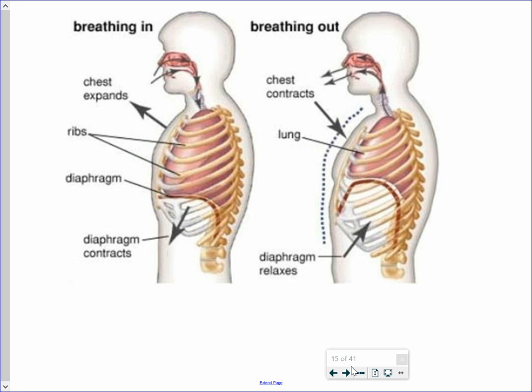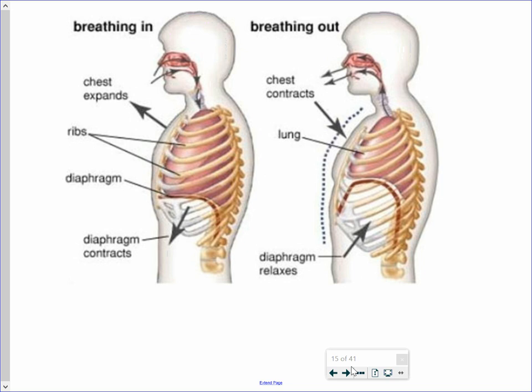This slide here is going to take us through what is referred to as the mechanics of breathing. When we talk about breathing, it is really just the process of getting air from outside of your body into your lungs and from your lungs to the outside of your body. It really has nothing to do with the exchange that I was just talking about.